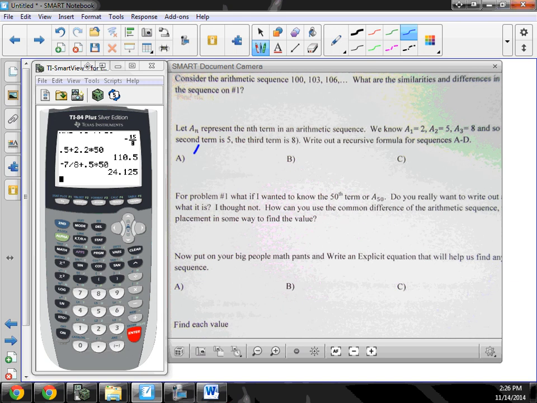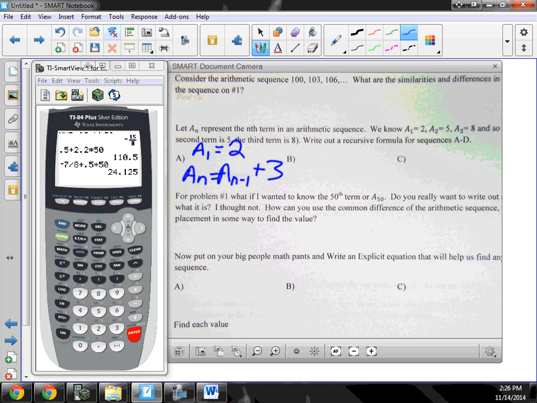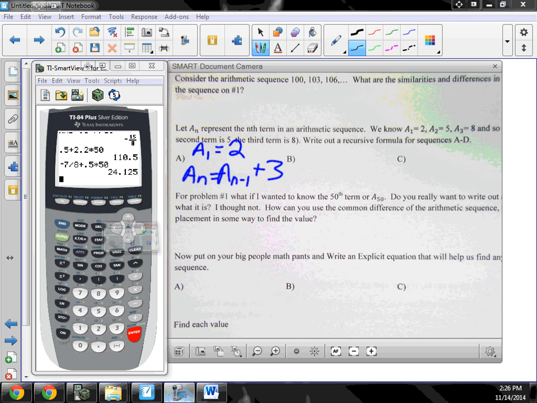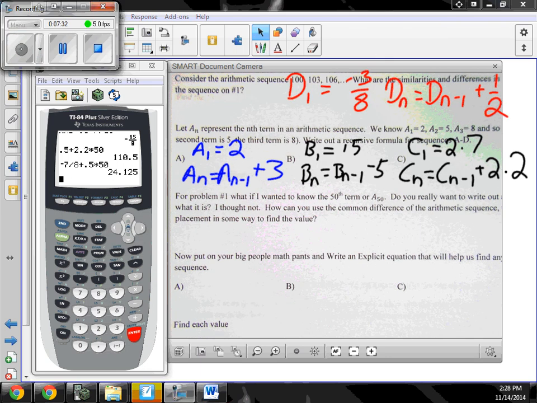So we state the beginning, a sub 1 equals 2. And then a sub n equals a sub n minus 1, and our common difference is 3. So go ahead and write out the recursive formulas for A through D and the rest of those. Your recursive formulas should look just like those.